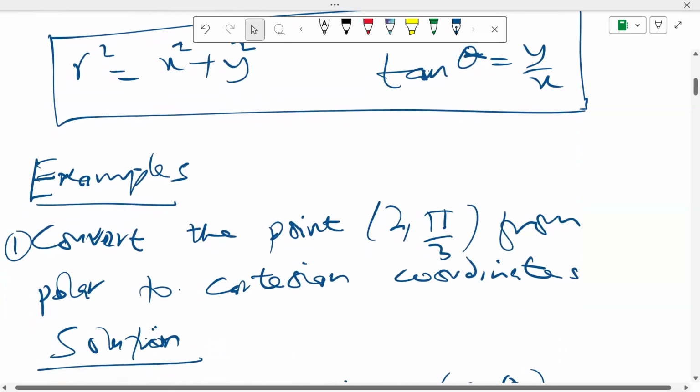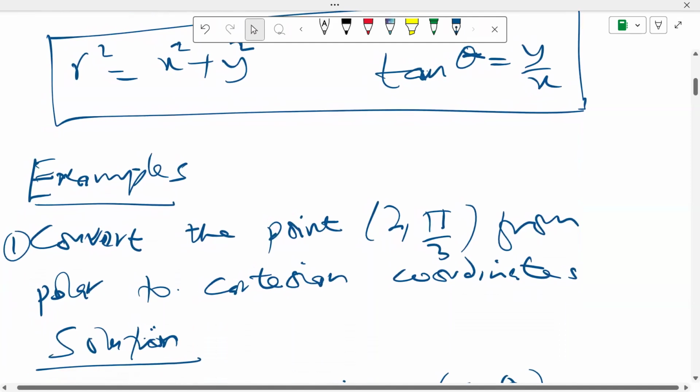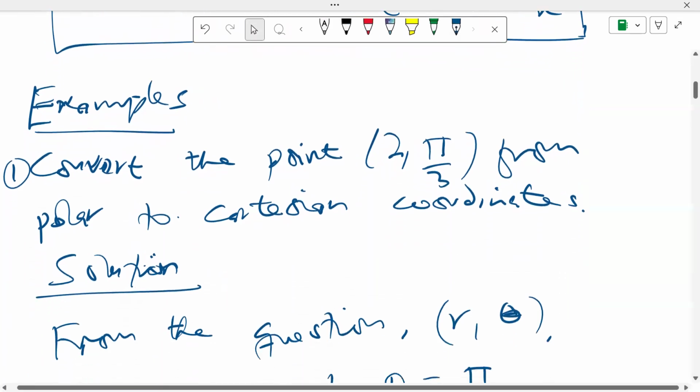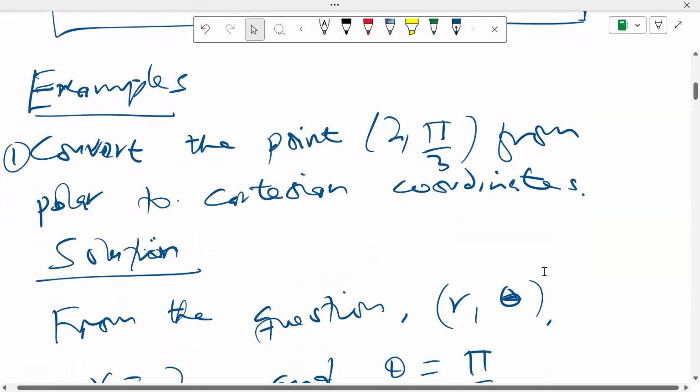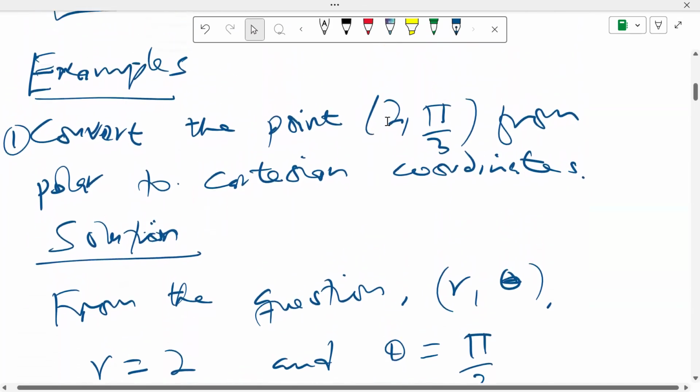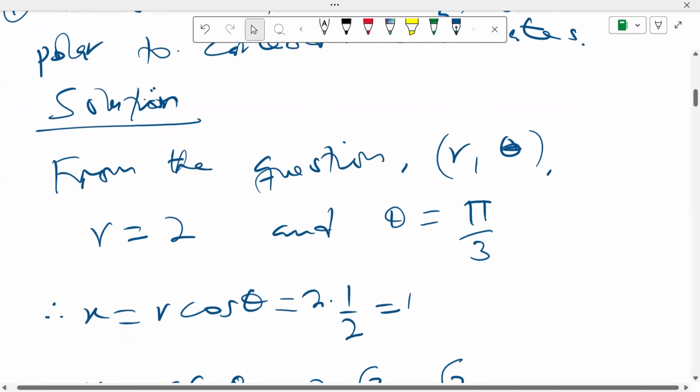Convert the point 2, pi on 3 from polar to Cartesian coordinates. And so we are going to write it in the form r, theta. Right, so from the question, we've seen that our r is 2, and then we can now get our theta to be pi on 3.